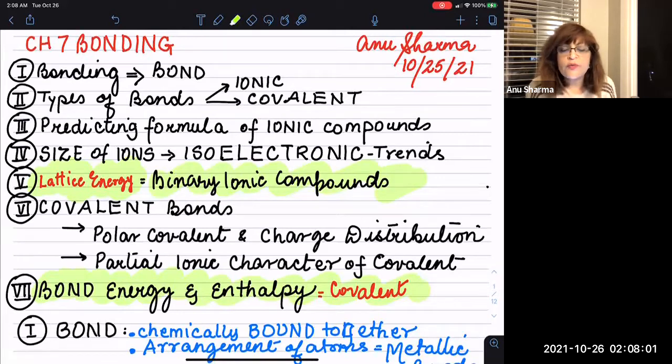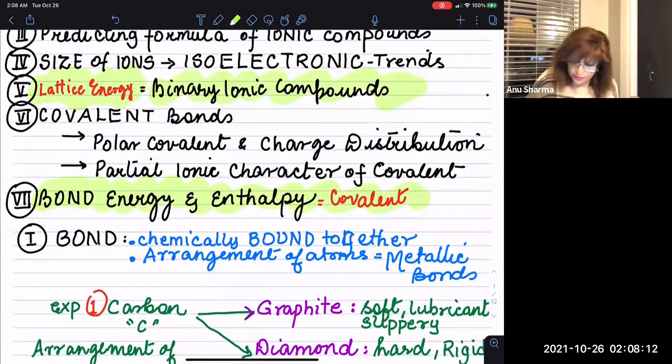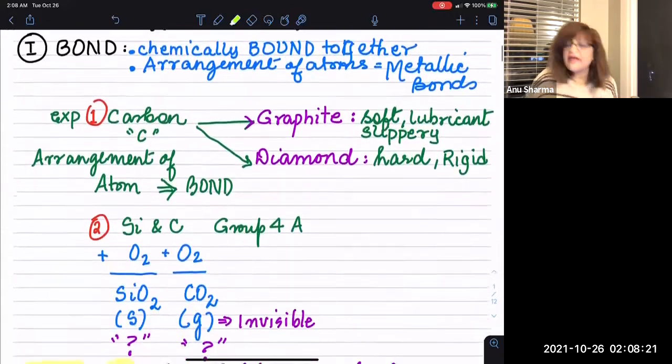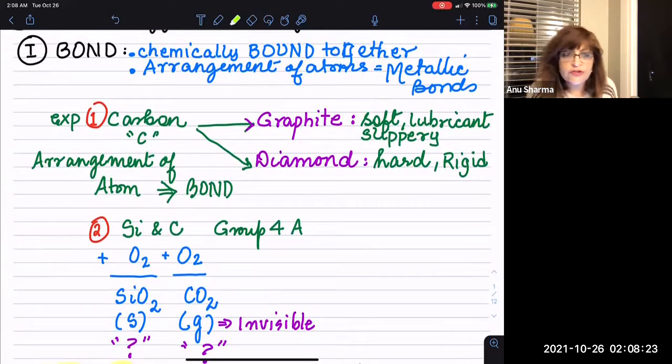So I'm going to quickly walk you through the concepts that relate to bonds, the types of bonds, predicting the formula of the ionic compounds, the size of the ions, and then we're going to look at the polar charge distribution in the covalent compounds and the partial ionic character. All this is going to cover the theory so you can understand the need for the calculations, or why we are making the calculations, or why certain numbers appear in a certain way. So anyway, let's look at, first of all, what is a bond.